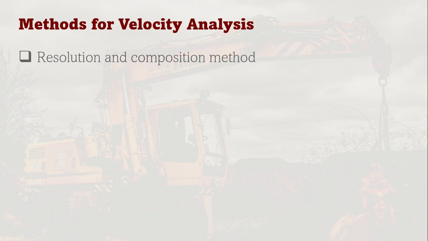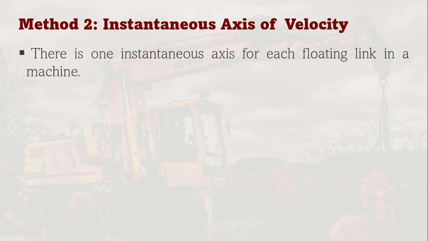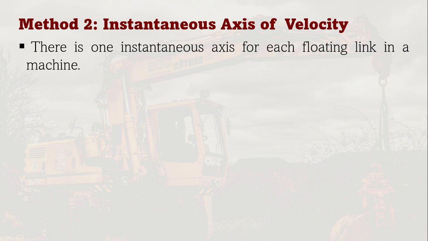So now that we know the first method, let us try to examine and compare it with the second method, which is the instantaneous axis of velocity method. For the instantaneous axis of velocity method, it's important for us to note that there is one instantaneous axis for each floating link in a machine. So that means that we can use this instantaneous axis to get the velocity of these different points. Because if we say instantaneous axis of rotation, the different points will rotate with the same angular velocity with respect to this instantaneous axis.